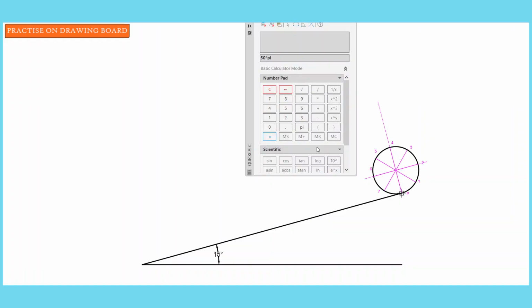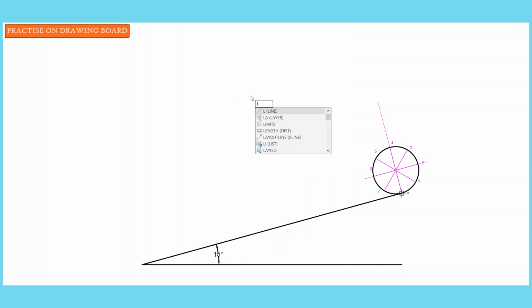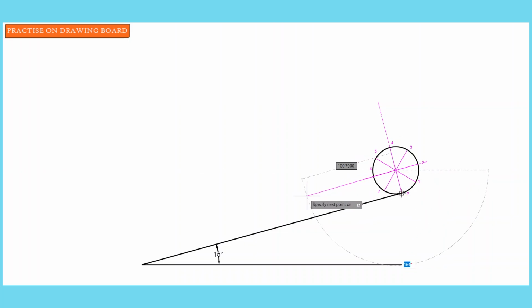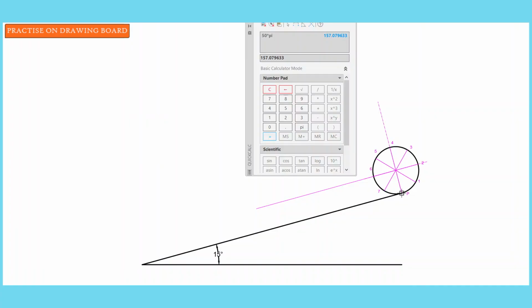Now we calculate pi d. So 50 multiplied by pi. Then the value that we get, we draw the center line from C, which is the center of the circle. Is that 157? So you measure 157 and draw it as a center line from the center of the circle.